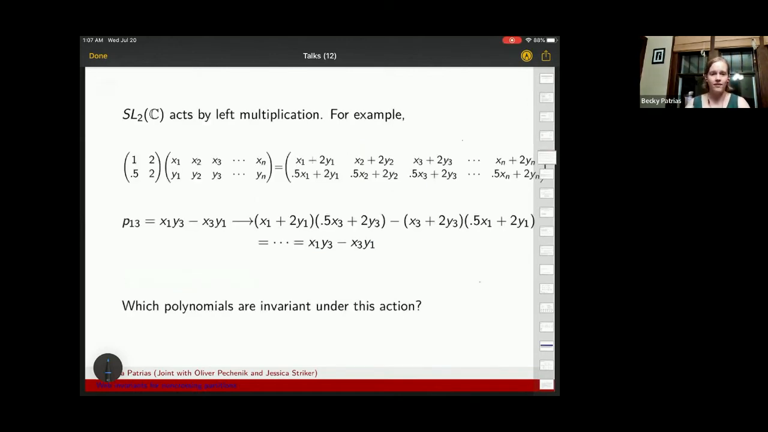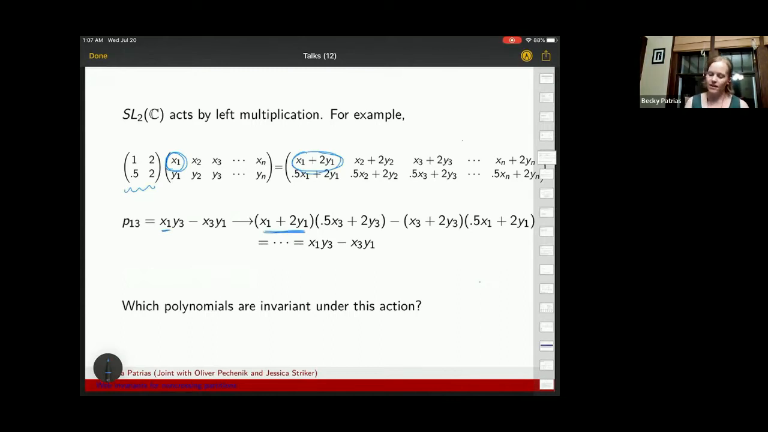And we're going to have a left action of SL2. So I can take any element of SL2, multiply that by my matrix on the left. Of course, I'll get a new matrix. And in my polynomial, I'm going to replace my variable by the corresponding thing. So here, any place I had an x1, I'm going to replace it with an x1 plus 2y1, as we see in my example.